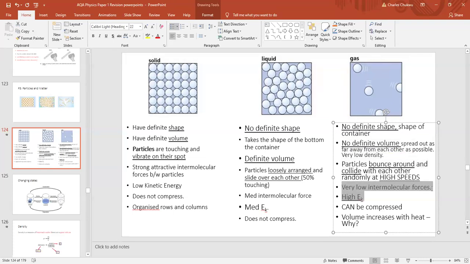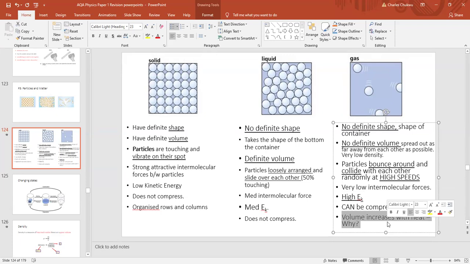And the intermolecular forces are very low. That's more reason why they can move really fast. Of course, that would make them have high kinetic energy, and they can be compressed. Yes, because they don't have any definite volume, so you can push them into whatever volume you want them to occupy. Their volume increases with heat.